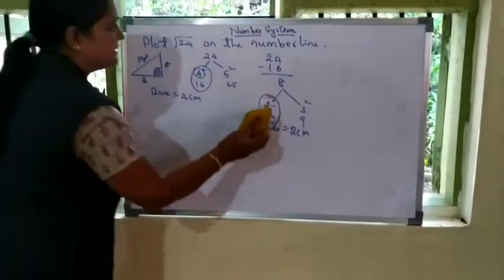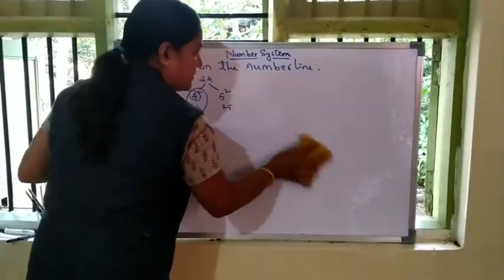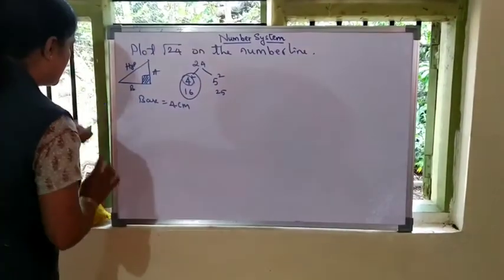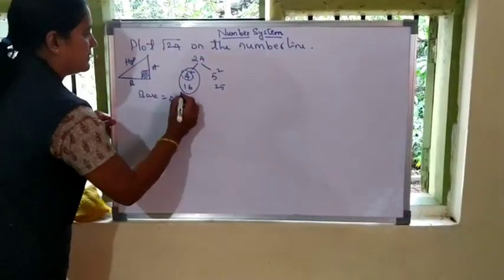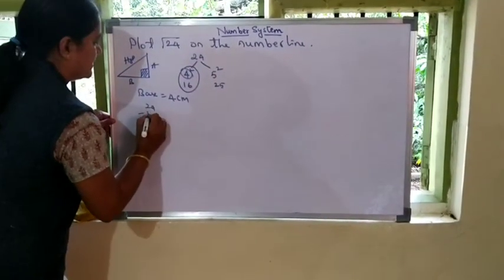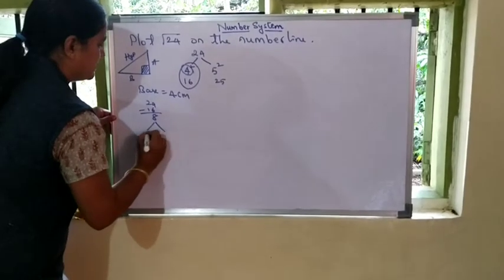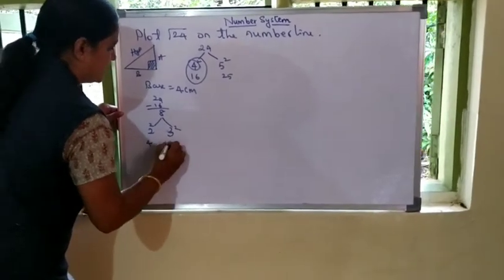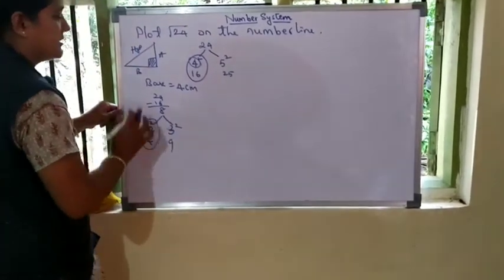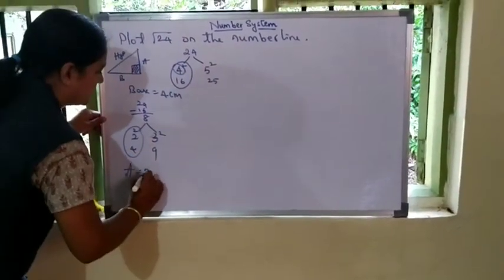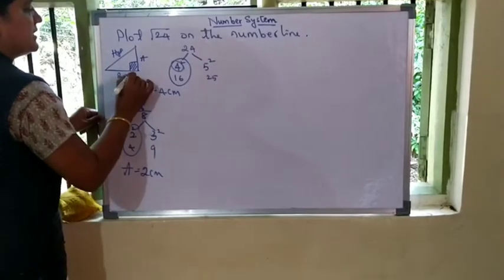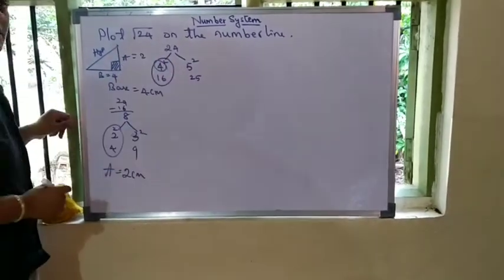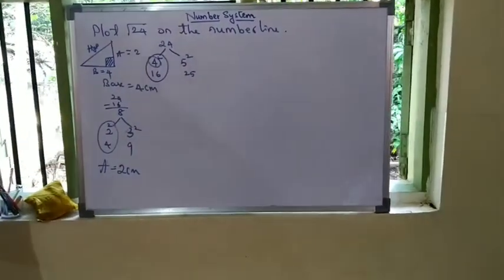Boys, one thing I will write down here, because I need much space. 24 minus 16, 8 you got, it is in between 2 square and 3 square, that is 4 and 9. So we are considering this. So the altitude is 2 centimeters. The base we are taking is 4 and the altitude we have taken is 2. So let us draw this one.